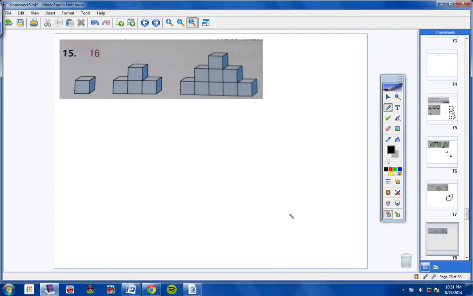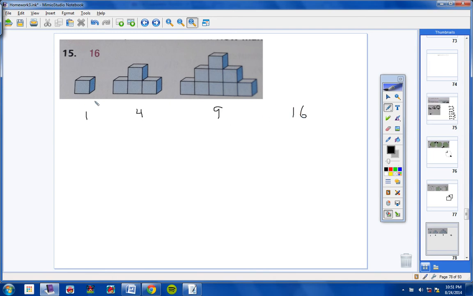Okay, the directions read for 15 and 16. The first three objects in a sequence are shown. How many blocks will be in the next sequence? So we have 1 here, we have 4 here, and we should have 9 here. We added 3, then we added 5. So the next one we would add 7, and so we would have 16.